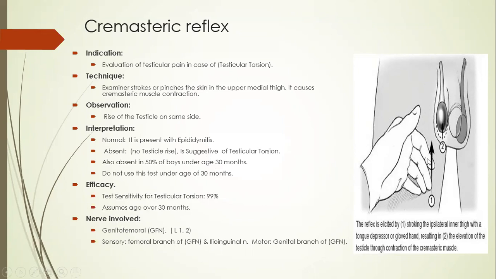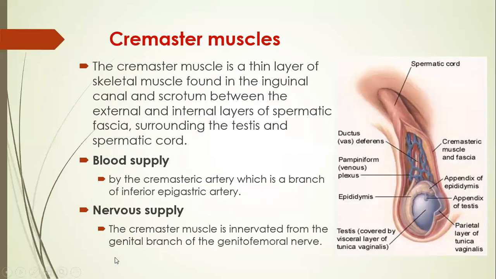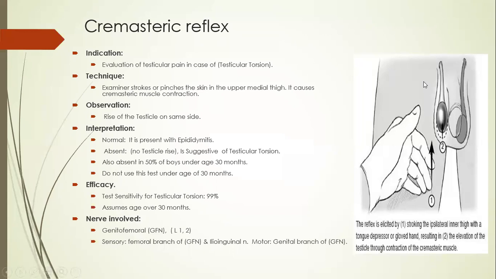When you stroke the medial side of the thigh, there is pulling of the testis. It is because of the nerve called the genitofemoral nerve, the genital branch of the genitofemoral nerve. The cremastic muscle is supplied by the genital branch. It is the same nerve which also supplies the medial side of the thigh.